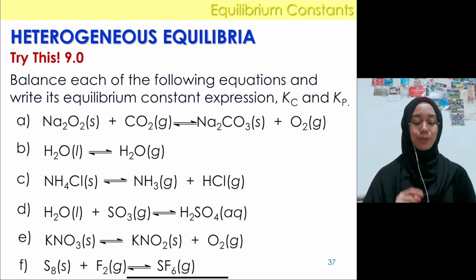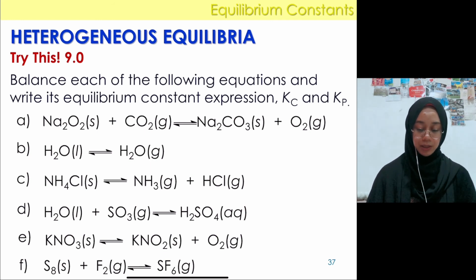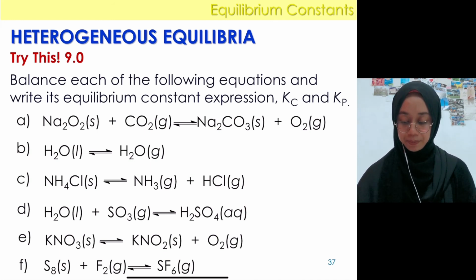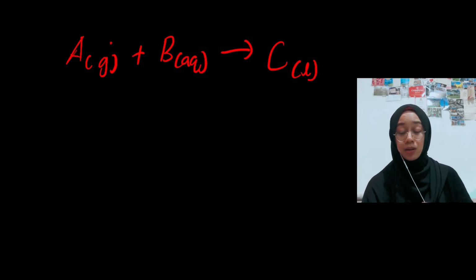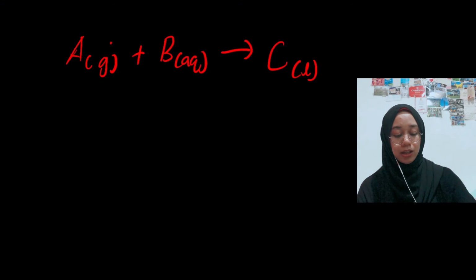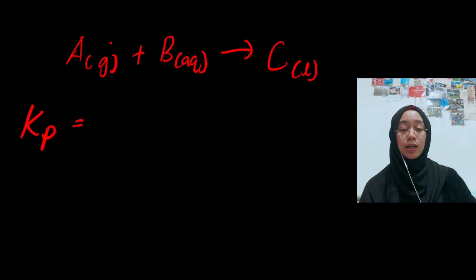Okay, so now kamu nak kena figure out the try this 9.0 kat sini. Tapi Miss nak ajar something. Okay, ni Miss just bagi contoh lah kat kamu. Let's say kita ada A ni dalam gas and then tambah dengan B. Ni Miss bagi random je menghasilkan C which is in liquid. Okay, so basically kalau kita nak tulis KP expression, macam Miss cakap tadi, sebenarnya kita akan abaikan pure solid dengan pure liquid sahaja.